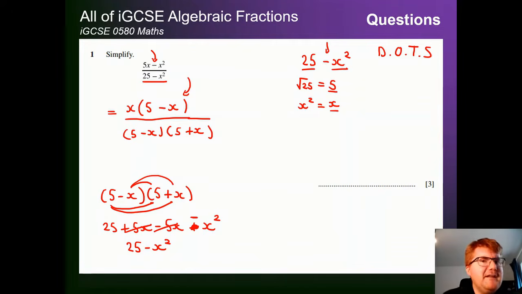Now, why do we actually factorize these things in the first place? Well, notice we have a 5 minus x in the numerator, 5 minus x in the denominator. We can cancel those out, giving us x over 5 plus x as our final answer. I can pop that in here.